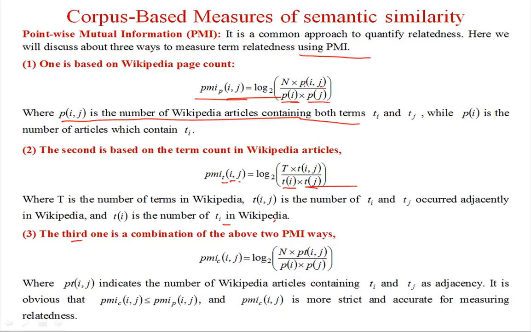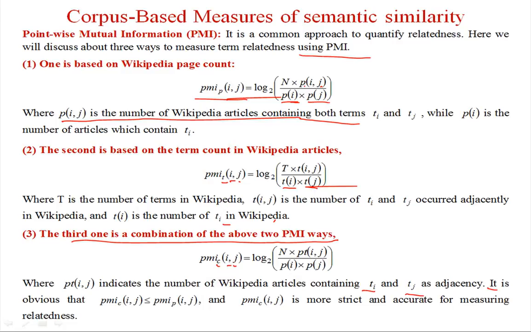The third one is a combination of the above two pointwise mutual information ways, and it is actually more powerful also. Pointwise mutual information based on the combined approach for terms i and j can be calculated as log base 2 of N times, where N is the number of Wikipedia articles. Ptij indicates the number of Wikipedia articles containing terms Ti and Tj as adjacent.